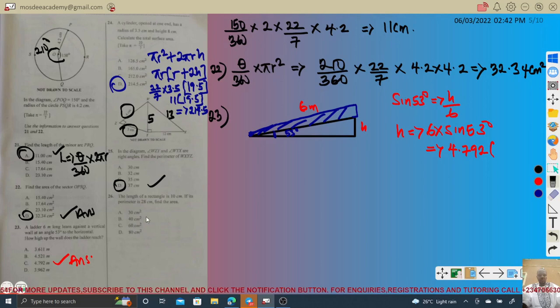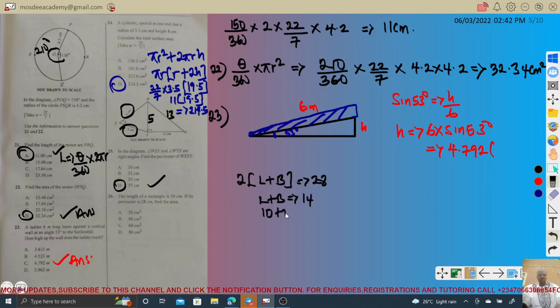The next is 26. The length of a rectangle is 10. If its perimeter is 28, find the area. The perimeter of a rectangle, everybody knows, is 2 into bracket L plus B. The perimeter was given to be 28. Divide both sides by 2 to have L plus B equals 14. The length was given. What plus what will give you 14? If the length was 10, 10 plus B equals 14.